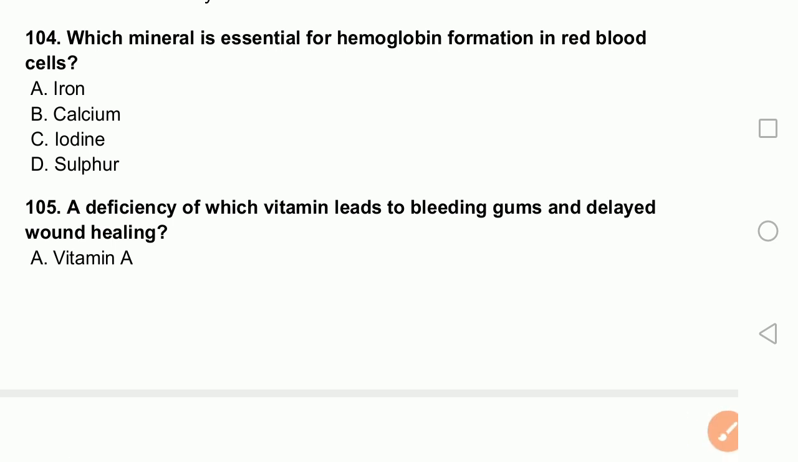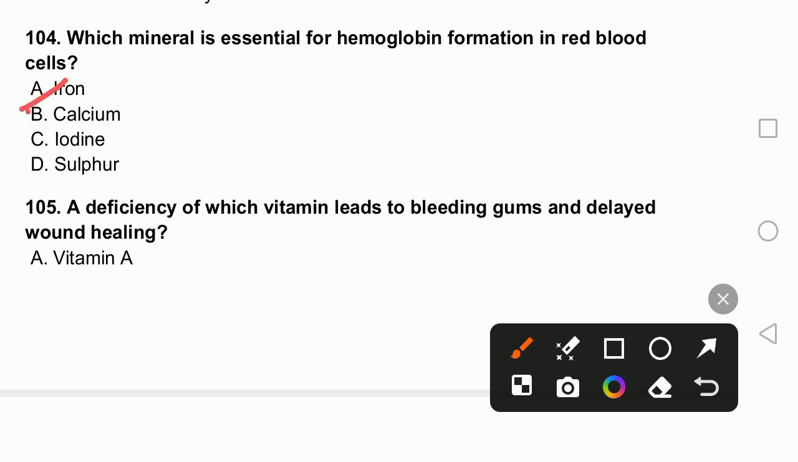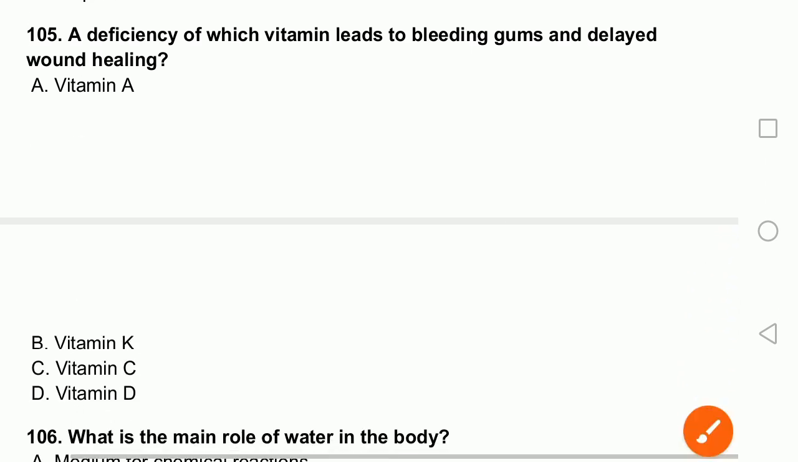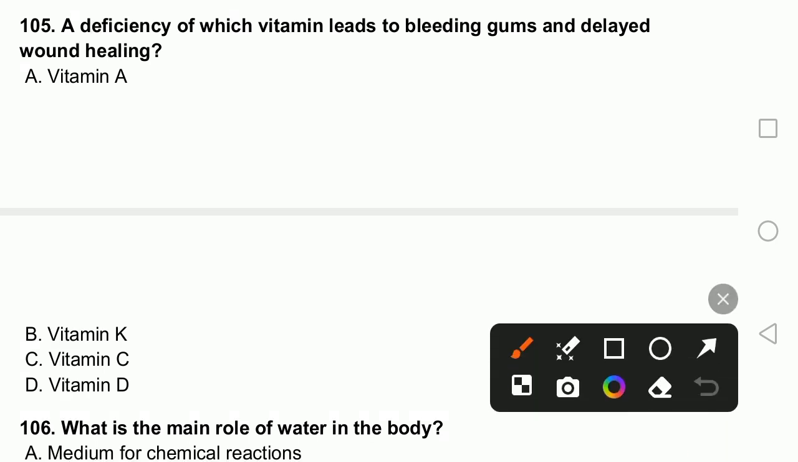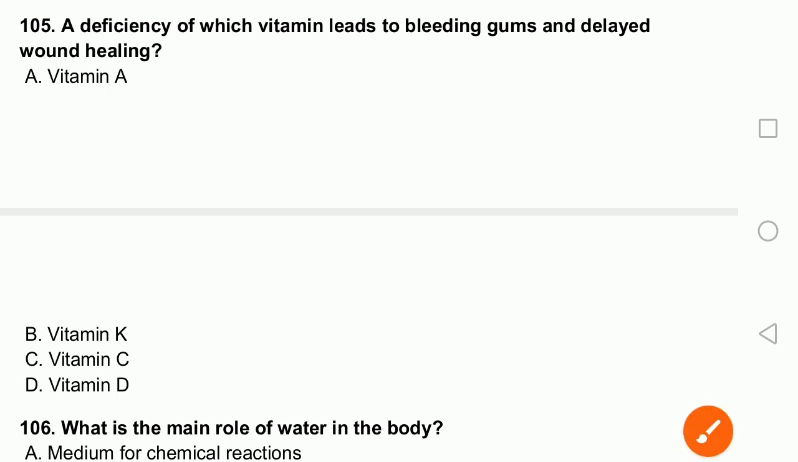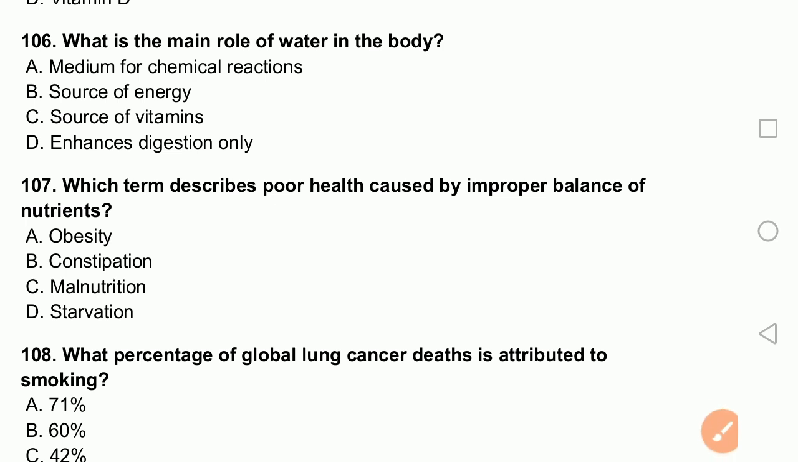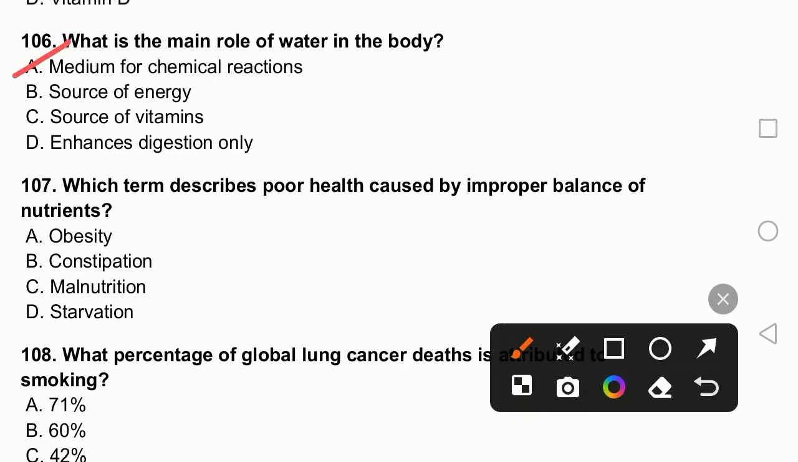Which mineral is essential for hemoglobin formation in red blood cells? Iron. Deficiency of which vitamin leads to bleeding gums and slow wound healing? Vitamin C. What is the main role of water in the body? Medium of chemical reactions.